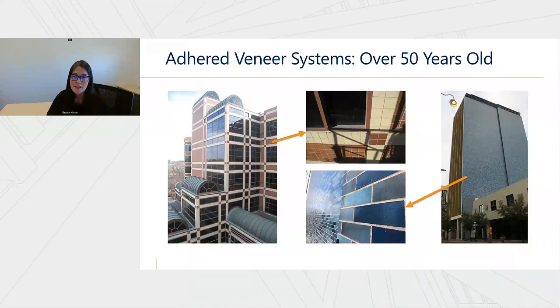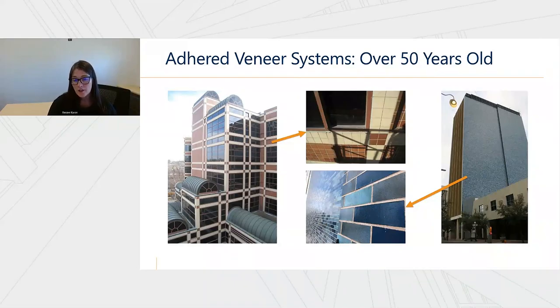But that's not to say it's all doom and gloom and we shouldn't be using these systems. Here's a few examples of adhered veneer systems that have been in place for over 50 years. On the left-hand side, this is a building in a freeze-thaw climate. It has an adhered tile on it. And we were out here for a routine inspection and had to take off a couple of tile. And I was really surprised by how well bonded the tile was to the substrate.